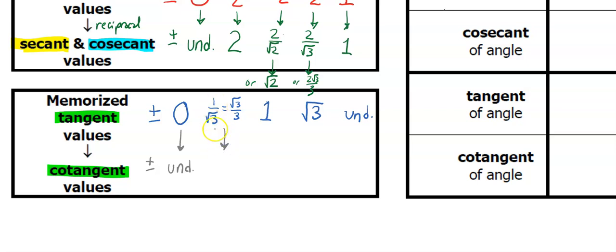This 1 over square root of 3, we'll flip that upside down and it's square root of 3. The reciprocal of 1 is still 1. The reciprocal of square root of 3 could be written as 1 over square root of 3. Look familiar? Or you could rationalize to square root of 3 over 3. And you'll notice that matches what we had over there.